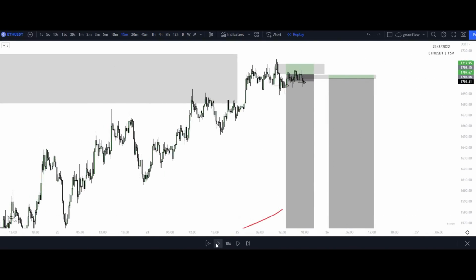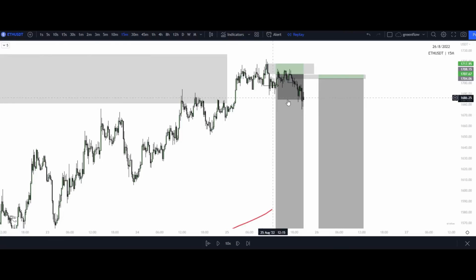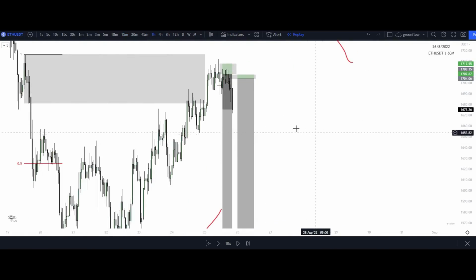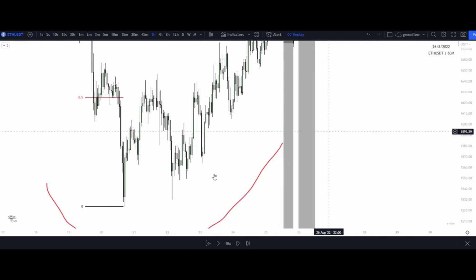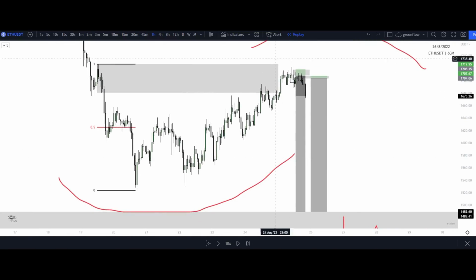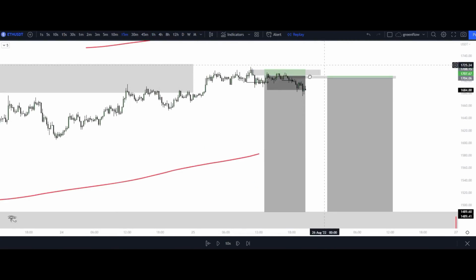Let's watch this play out now. We see more displacement to the downside, telling us that price is breaking structure to the downside, which is perfect, right? What we want to see. Let's go to the hourly time frame. Look at our higher time frames, right? Price is now starting to come lower. Perfect. This is exactly what we want to see once we enter our trade, right?